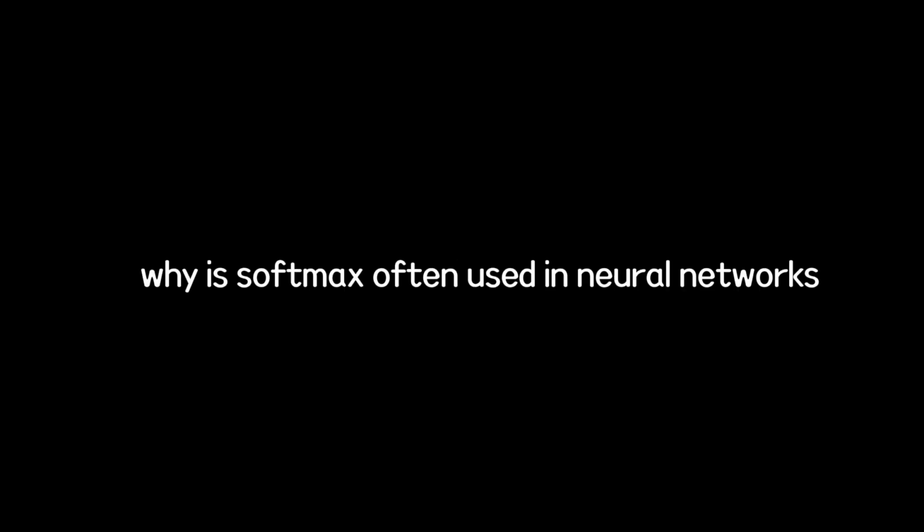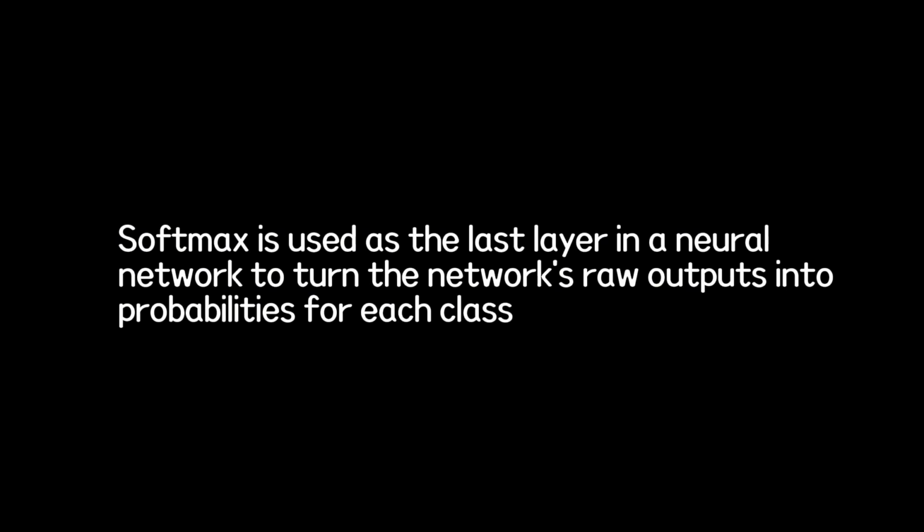Yeah. And finally, why is softmax often used in neural networks, especially for classification tasks with more than two categories? Softmax is used as the last layer in a neural network to turn the network's raw outputs into probabilities for each class.